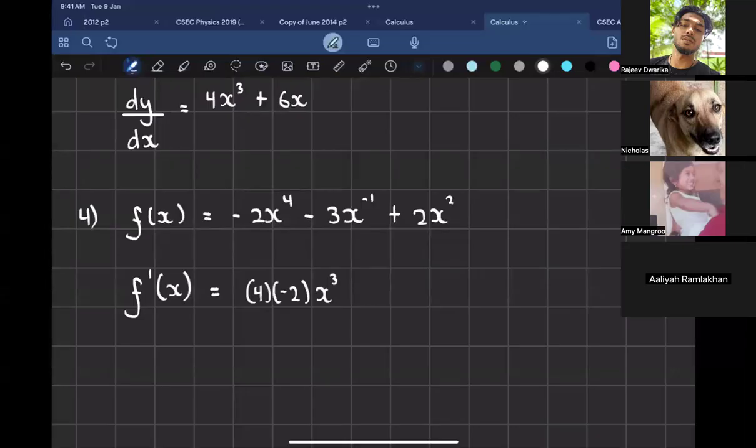All right, so what next? For minus 3x to the power minus 1, you're still taking away 1 from the power, so it'll be minus 2. And put the minus 1 by minus 3x. Right. Minus 1 and minus 2.